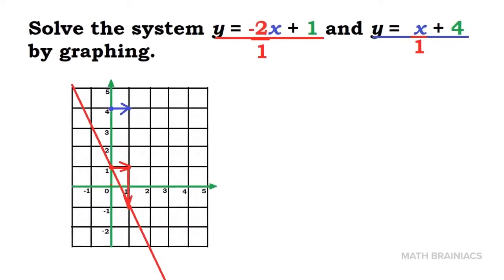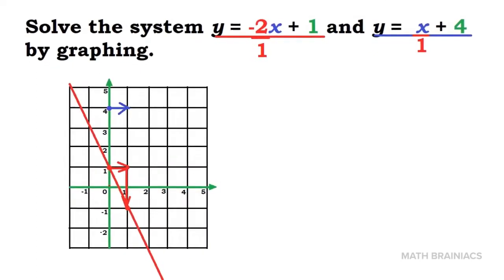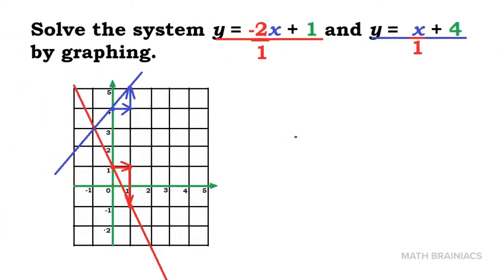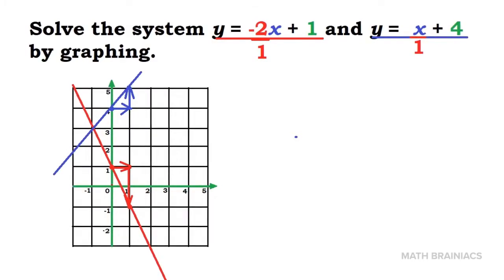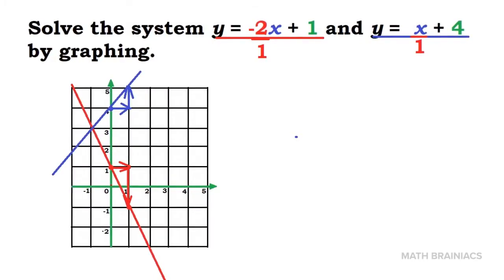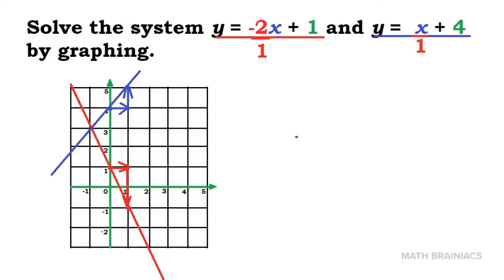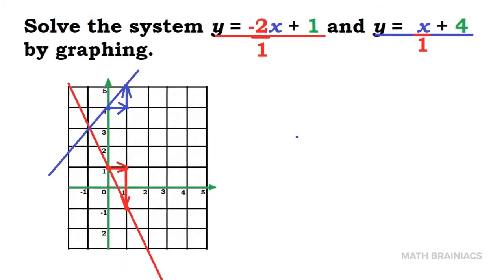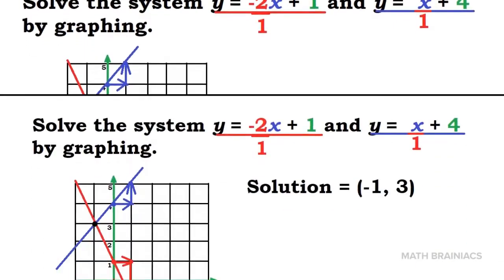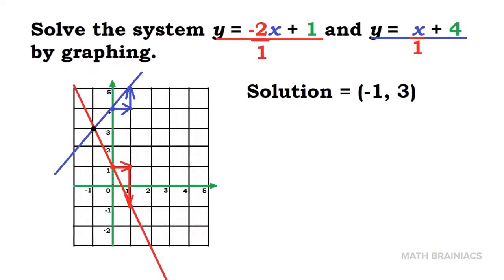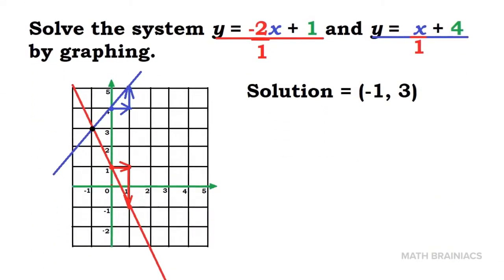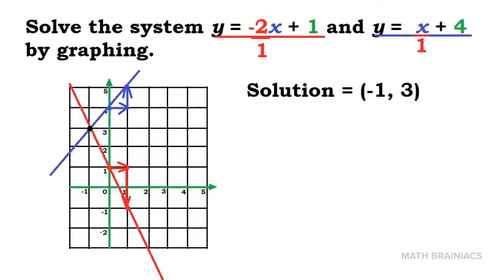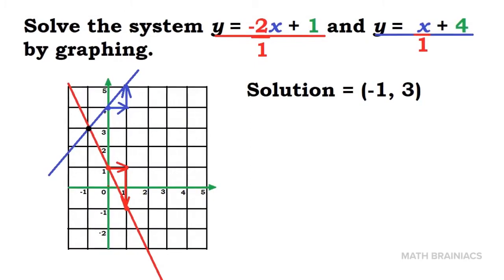The change in x is 1, so we are going to move 1 right. And the change in y is also 1. It is positive, so we are going to move 1 up. Connecting the 2 points with a line, you can see that there is an intersection between the blue line and the red line. And this is the solution of the system y is equal to minus 2x plus 1 and y is equal to x plus 4, which is negative 1 and 3.